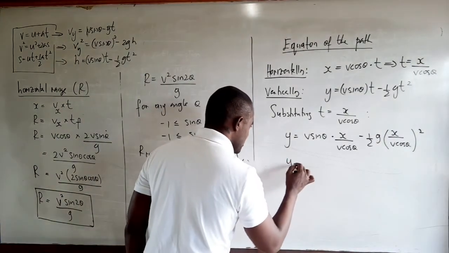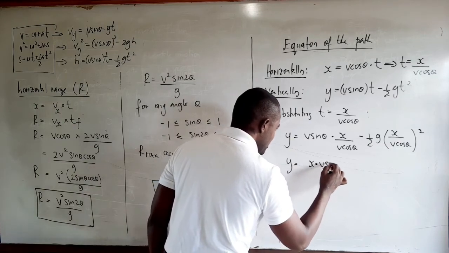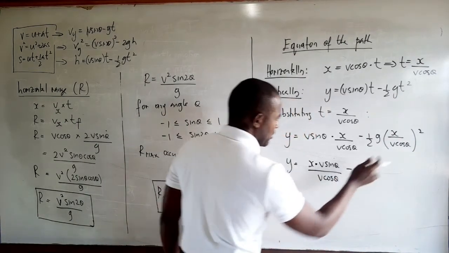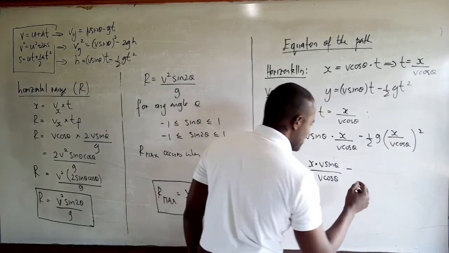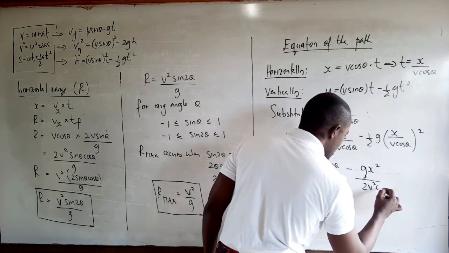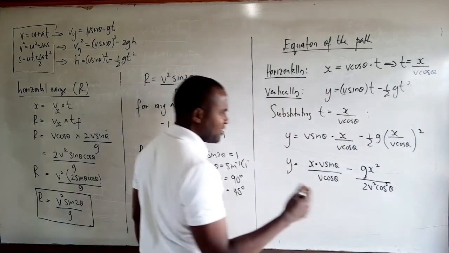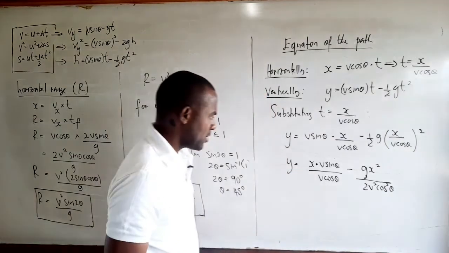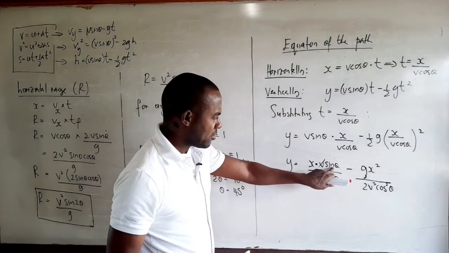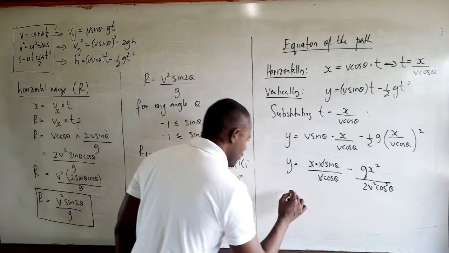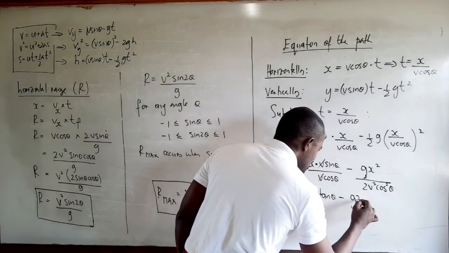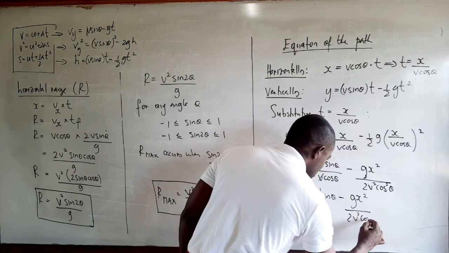So we get y is equal to x times v sin theta over v cos theta, and this becomes minus, so we'll work this out. This x gives us x squared, so this becomes minus g x squared over 2v squared cos squared theta, since v cos theta all squared is the same thing as v squared cos squared theta. Now the v's here will cancel, and of course you know from trig identities that sin theta over cos theta gives us tan theta. And so we have y is equal to x tan theta minus g x squared over 2v squared cos squared theta.